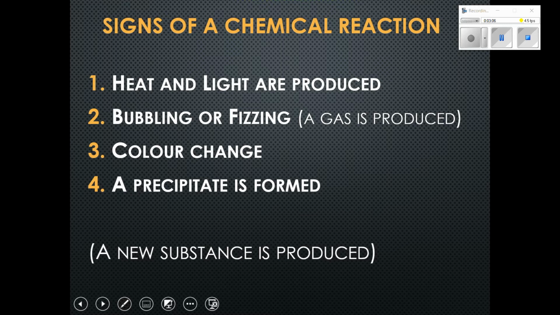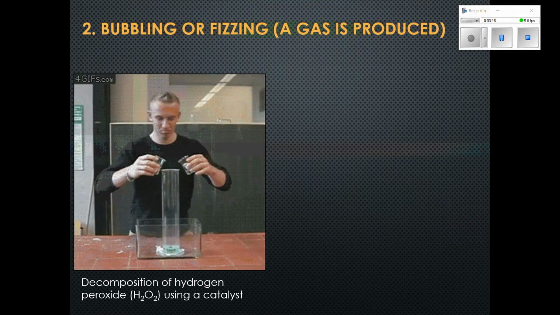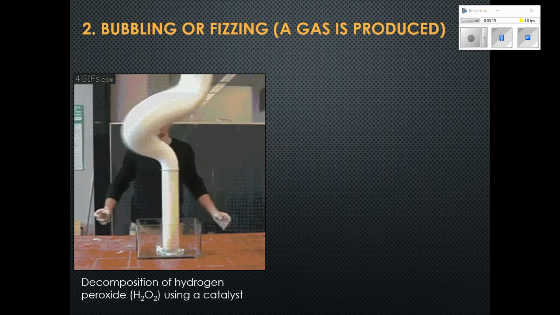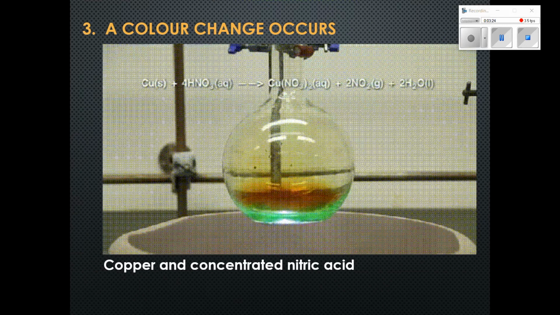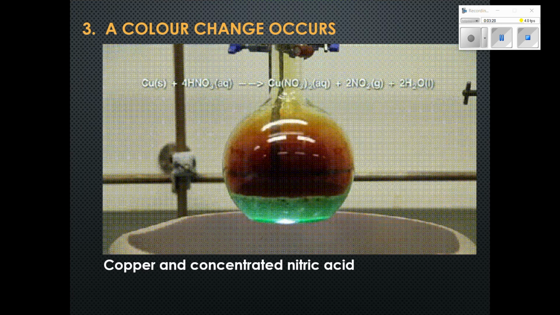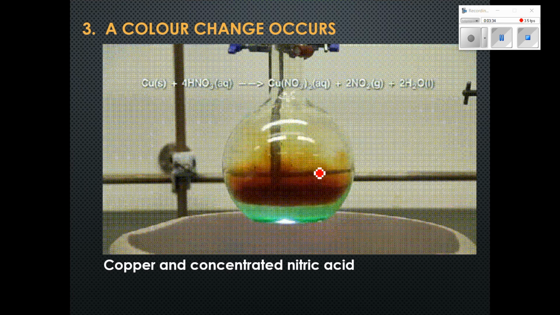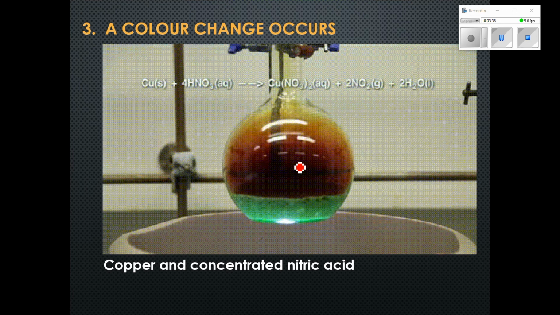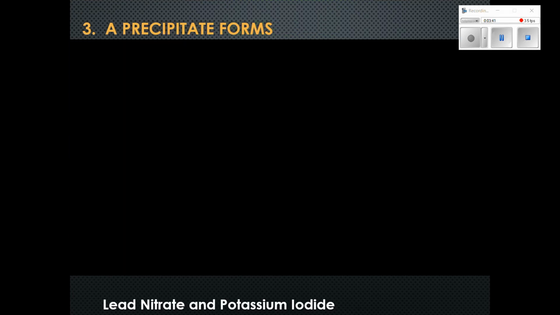How do you know that a chemical change happened? What's the evidence? We already learned about this in grade 9. First, maybe heat and light are given off. You might have a gas produced, with some bubbling or fizzing. There are some extreme examples here, some really cool ones. Sometimes you have a new color occurring. This is a great reaction showing a brand new substance, nitrogen dioxide, which is very toxic, but look how beautiful a color it has. Sometimes you have a precipitate forming.